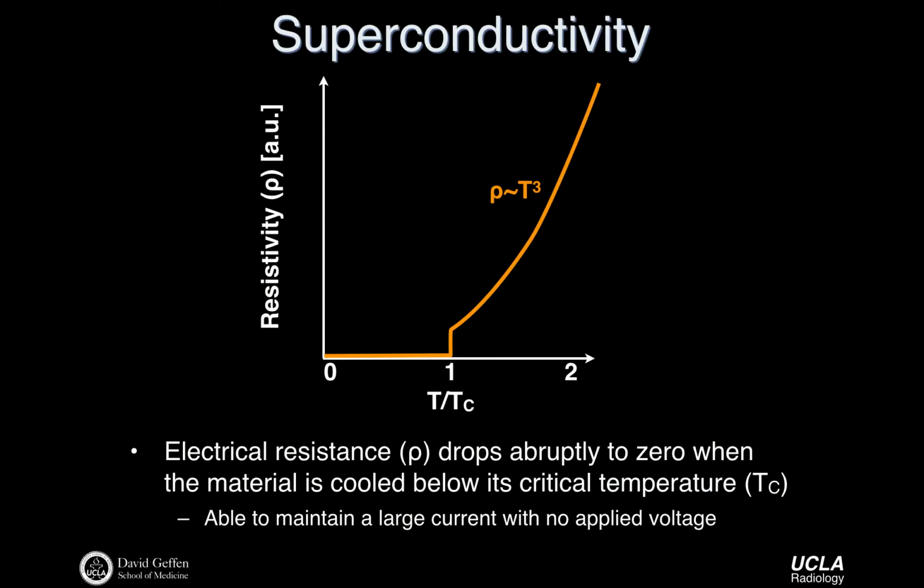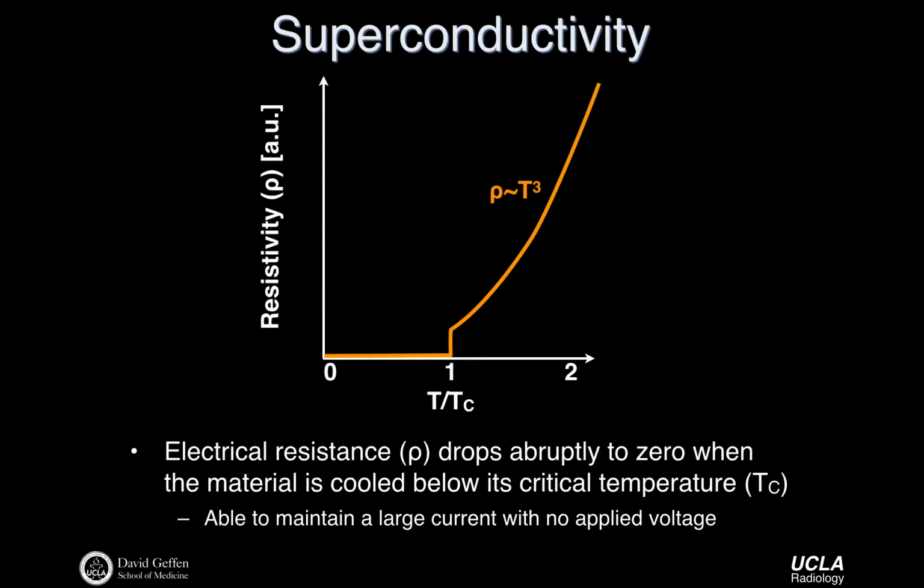Obviously through this concept of what we call superconductivity. In superconducting materials, the electrical resistance drops abruptly to zero, not sort of close or maybe kind of zero, but it drops to zero when the material is cooled below its so-called critical temperature. And you're able at that point to maintain a large current with no applied voltage.